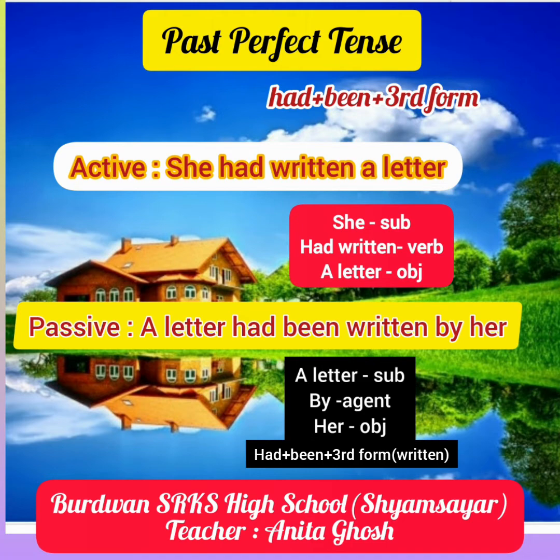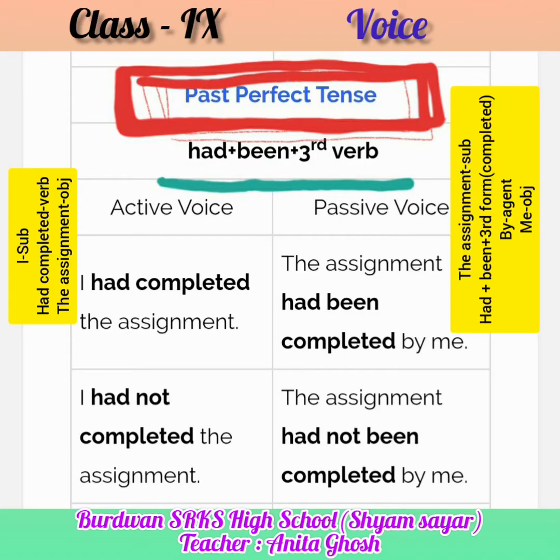After that, by the agent and her. Her is the object here, which is changed from she. She is the subject in the active voice. So as she is a pronoun, it is changed into her and becomes the object in the passive. Okay, so the whole passive form is: a letter had been written by her. Okay, I think you understand. Try to understand carefully, then there is no problem to get it. Thank you. Now I give you another example to make it clearer.